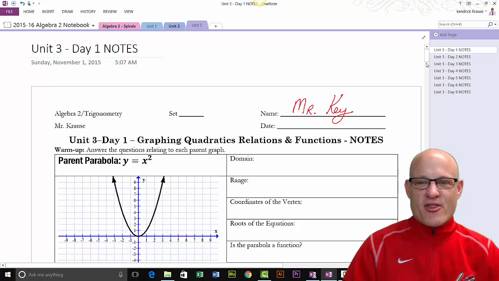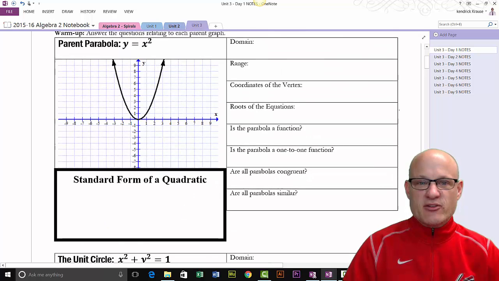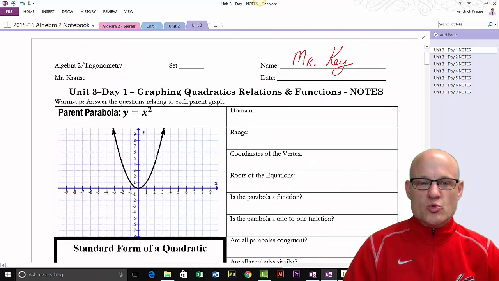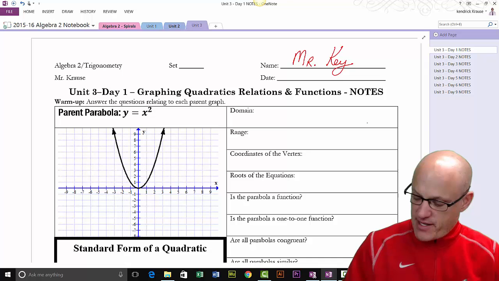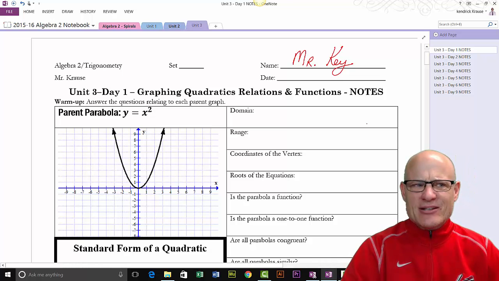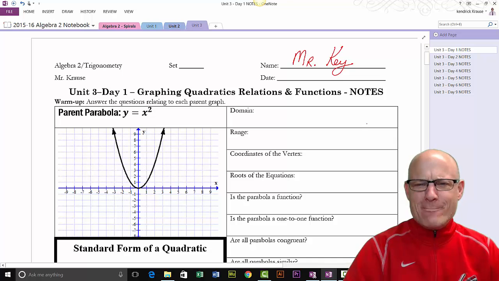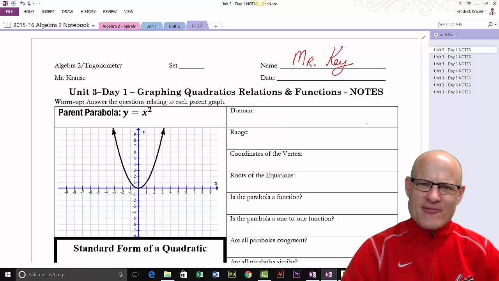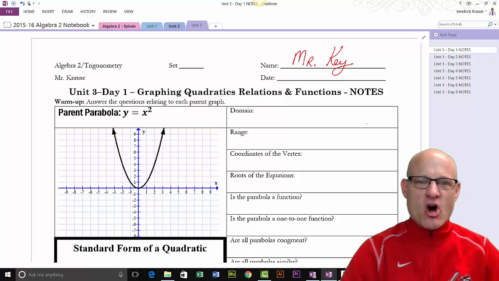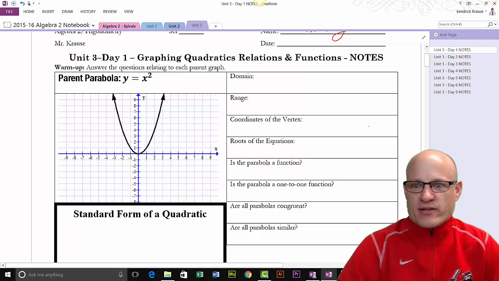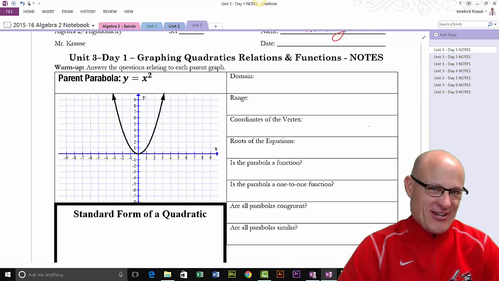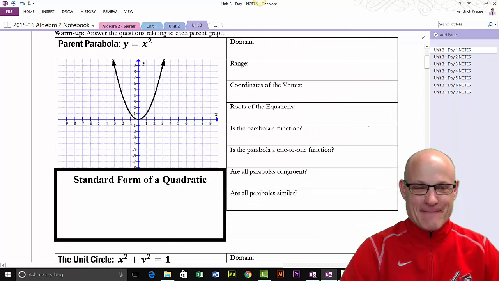We are on Unit 3, finally. Mr. Key is back, ready to rock and roll. Unit 3 is about a 10-day unit. We'll finish this right before Thanksgiving. It's going to be awesome. Let's talk about graphing quadratic relations and functions.